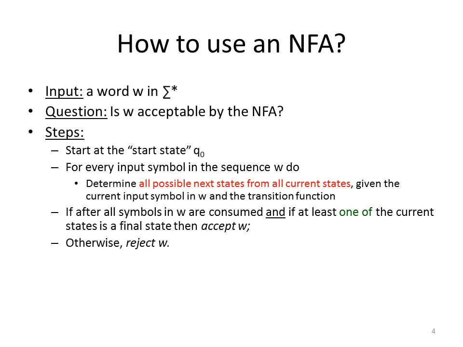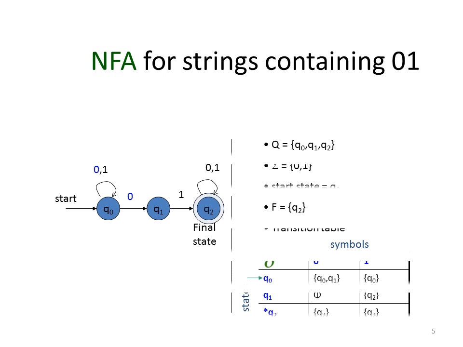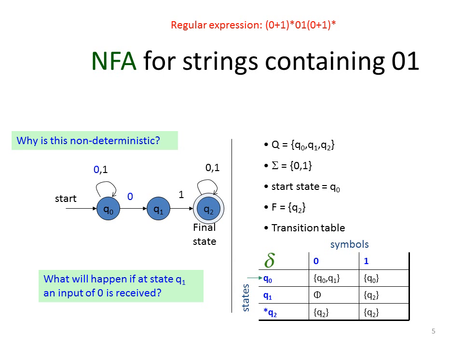How to use an NFA? For each and every input symbol, more than one transition out of each state is possible; that is the non-deterministic finite automata. Here, determine all possible next states from all current states given the current input symbol in W and the transition function. If after all symbols in W are consumed at least one of the current states is a final state, then accept W. Otherwise, reject.